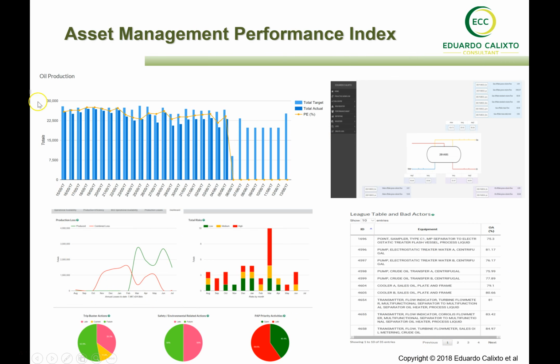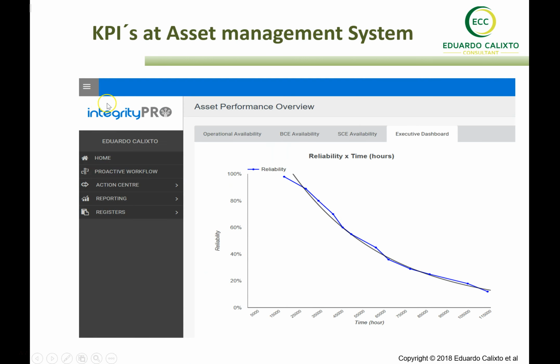So asset management is also about performance index, and the advantage and big difference from asset management to maintenance management is that, based on the performance achieved, we can have a clear idea which actions enable us to improve our performance or keep our target achievement, and which ones need to be discussed to be improved. And another important KPI that we implement in this type of solution is the reliability.